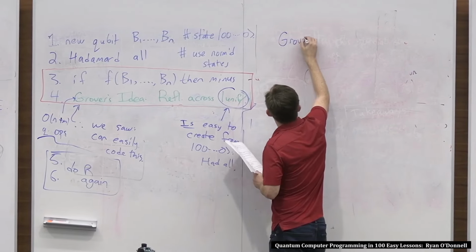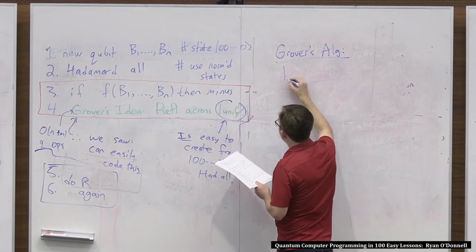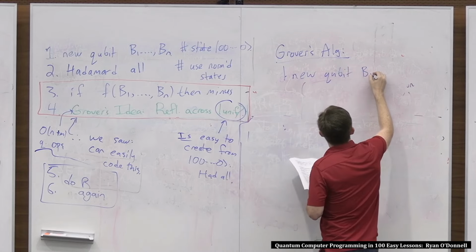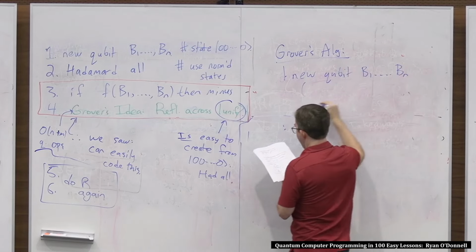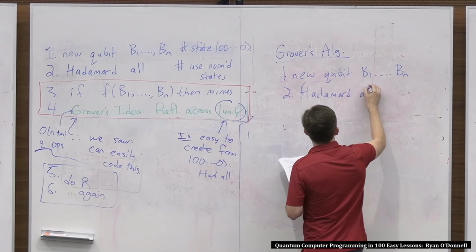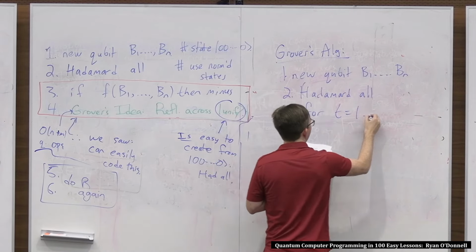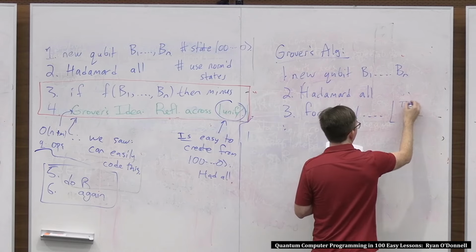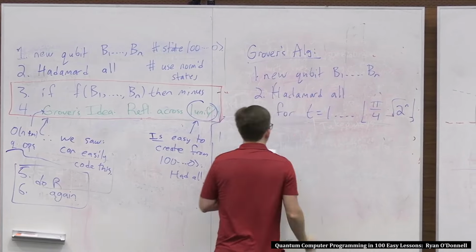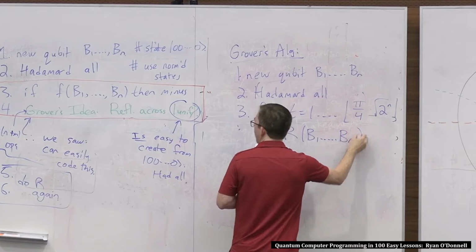Okay, so finally, here's Grover's algorithm, just in a box. Let's copy it here. But anyway, new qubits B1 through Bn, apply Hadamard to all of them. That makes the uniform superposition. And then for t equals 1 up to, technically, floor of pi over 4 times square root of 2 to the n, do this r, where this is r.